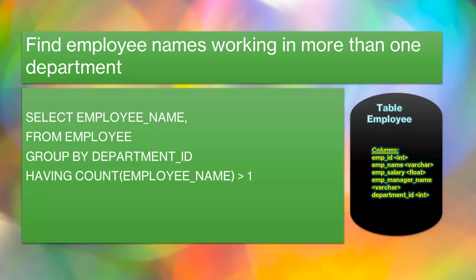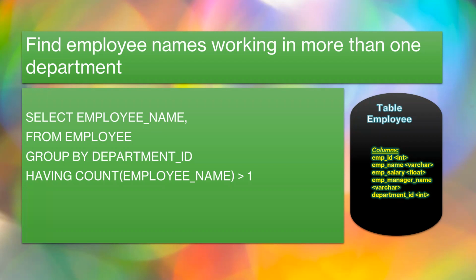And that's the solution, very easy. The query says select employee name from employee, group by department underscore ID, having count of employee underscore name greater than 1. If you're not familiar with how having works, you should first read about it before understanding this query.